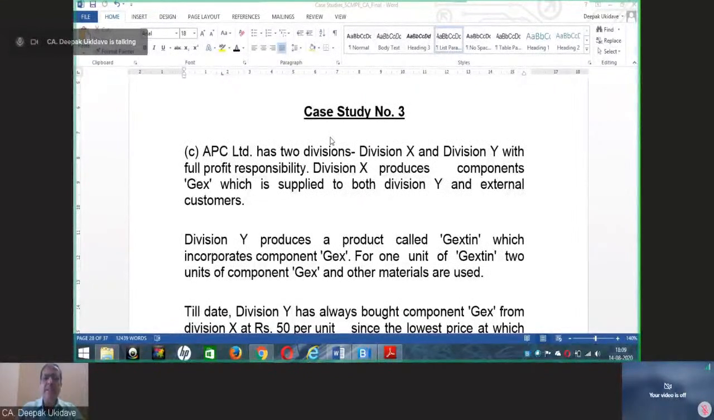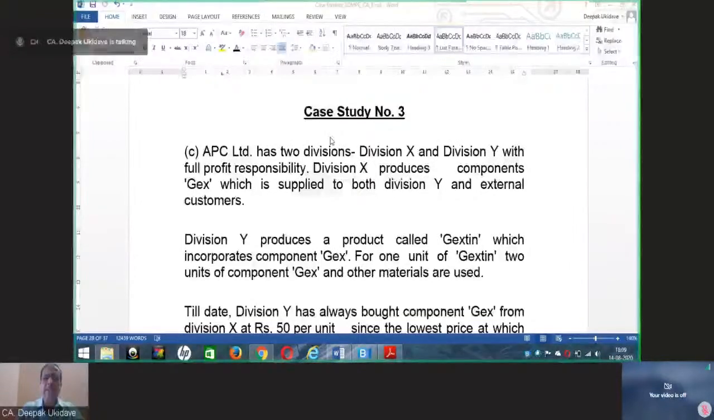That means this is the point of importance, and this point I am highlighting. When 1 unit of finished product is being manufactured, obviously at that time 2 units of raw material will be used. So every number will have to be doubled. For every 1 unit of finished product, 2 units of components are used. Division Y has always bought component JEX from Division X at rupees 50 per unit. So that has been the transfer price all these years.